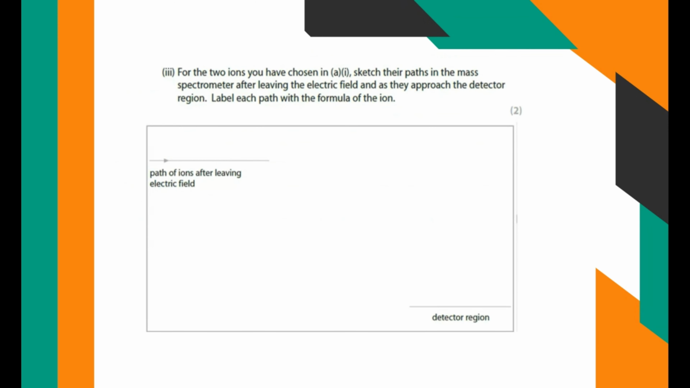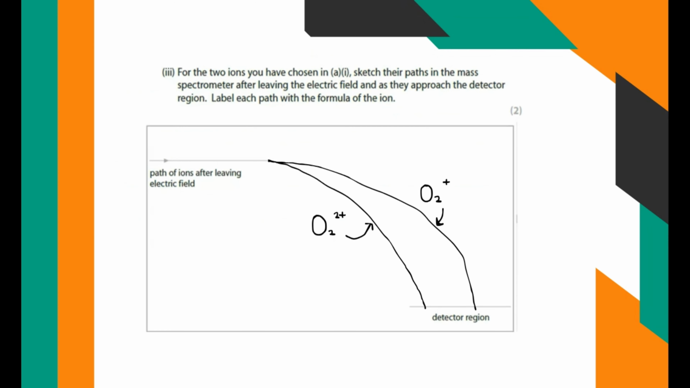For the 2 ions you have chosen, sketch their paths in the mass spectrometer after leaving the electric field and as they approach the detector region. Label each path with the formula of the ion. As we know, lighter ions deflect more than heavier ions, and I have chosen O2 with a positive charge and O2 with a 2+ charge. The ion with a 2+ charge has a lower mass to charge ratio than O2 with a single charge, so the path would look something like this. I hope you understand, and don't forget to label.